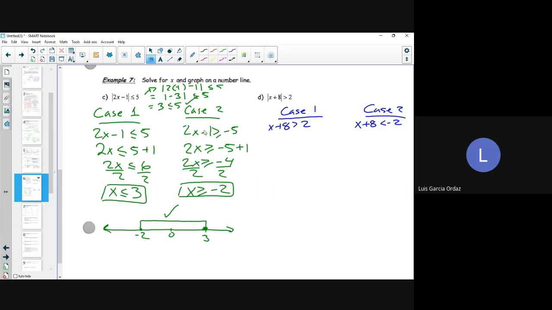So now all I'm going to do is basic algebra, which you guys did in grade 9, 10, and 11. So we're going to isolate for x, which means we have to move the constant over to the other side. So we get x is greater than 2 minus 8. So we get x is greater than negative 6. And for case 2, we have x is less than negative 2 minus 8. And we get x is less than negative 10.